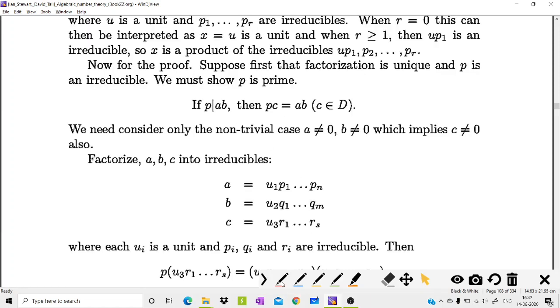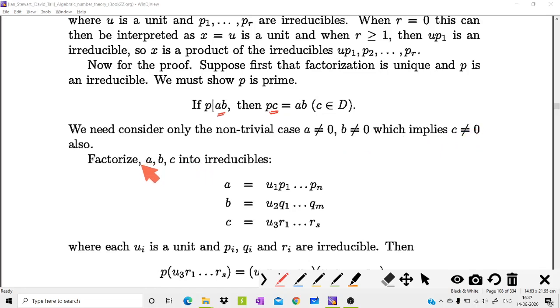Now, for the proof, we assume that the factorization is unique and p is an irreducible. We'll prove that p is a prime. In order to prove p is a prime, we consider p divides AB. We need to prove that either p divides A or p divides B. Then p divides AB means there exists an element C such that PC equal to AB. We need to consider only the non-trivial factorization, A not equal to 0 and B not equal to 0, which implies C not equal to 0.